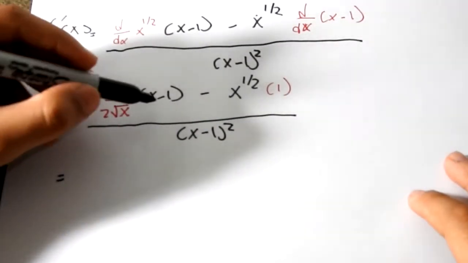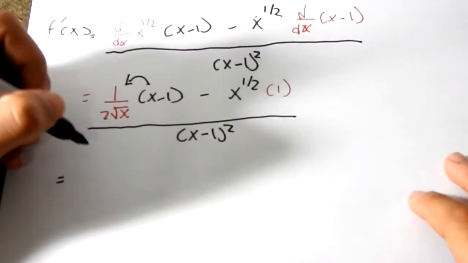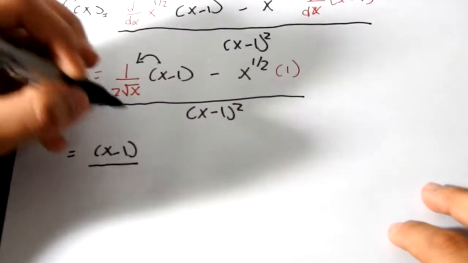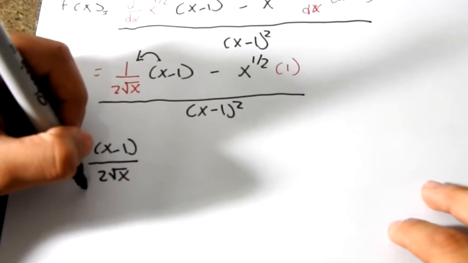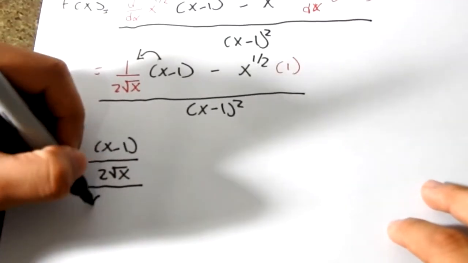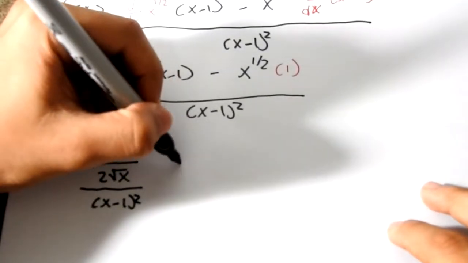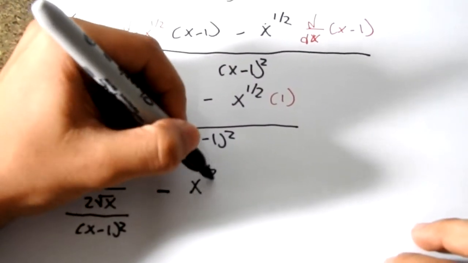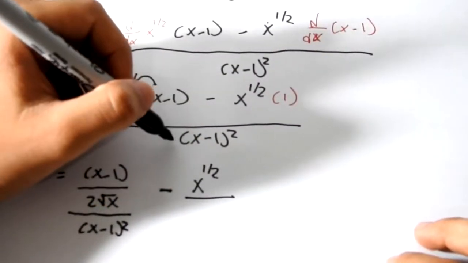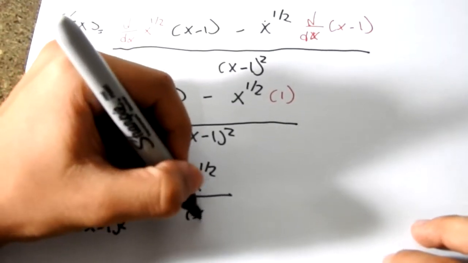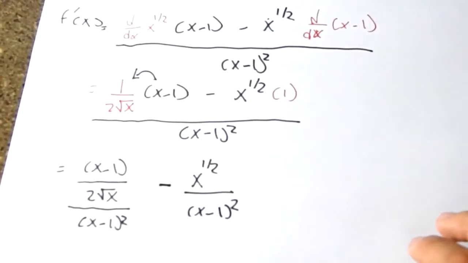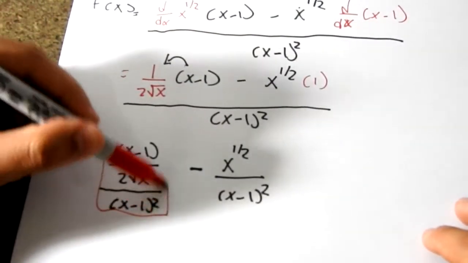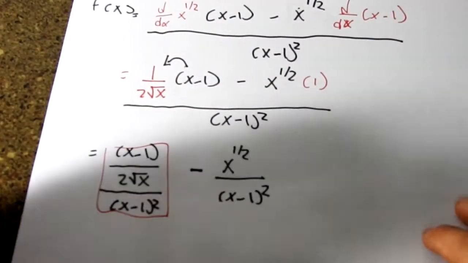So we have here, this is going to multiply right here, so we have x minus 1 over 2 square root of x over this over here, x minus 1 squared, minus, and then we have x squared over x to the 1/2 over the denominator, the same denominator, since I'm just splitting the fraction. So now here we have a fraction over fraction, so we already know what to do with that.